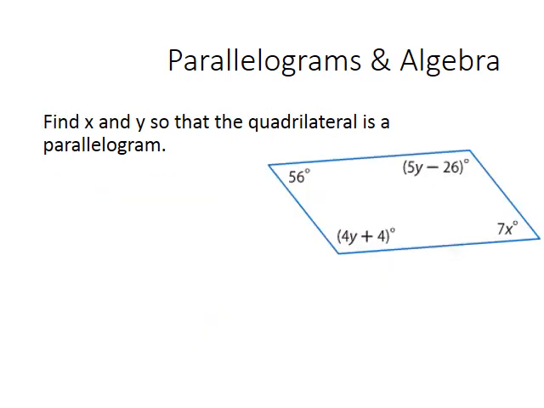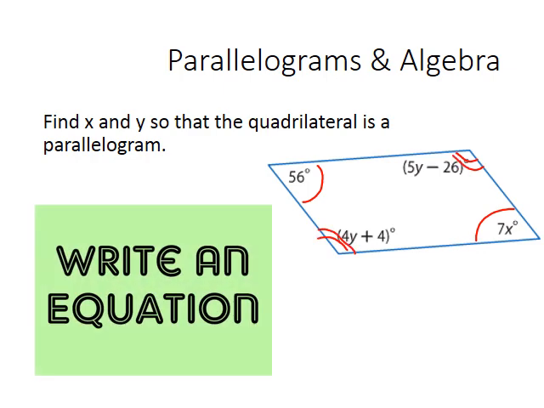Alright, you guys try this one. Find x and y so that the quadrilateral is a parallelogram. Now you're dealing with angles, so you know that opposite angles have to be congruent. Alright, start again by writing an equation, solving for x and y.